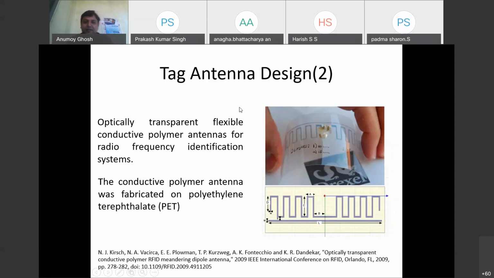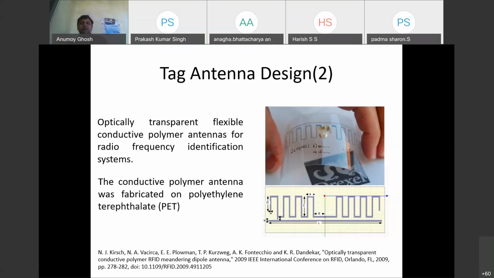Why? Because if we can design a tag antenna on a flexible polymer, I can put that tag antenna at any part of my vehicle. That means it is a very flexible design. If I use a very hard substrate, for example a hard wooden substrate, the wooden substrate will have a particular kind of shape. I cannot bend that shape according to the shape of the roof of the car or the shape of the bonnet of the car.